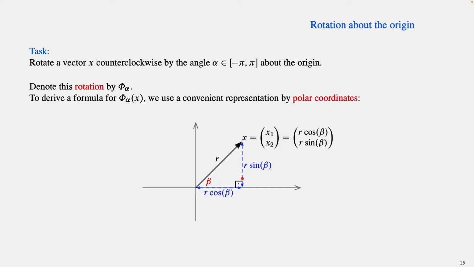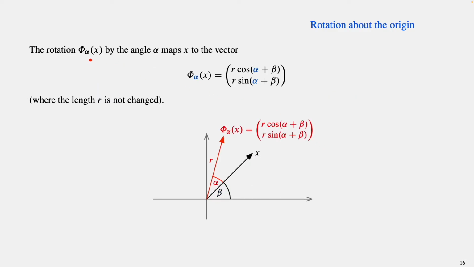I want to describe x1 and x2 in terms of this angle beta. As we know, we have a right angle here, so we have a right angle triangle with hypotenuse length r. This means this leg has length r times cosine of beta, and the leg opposed to the angle beta has length r times sine of beta. So this is the x2 coordinate of x, and this is the x1 coordinate of x. So we can write the vector x as r times cosine beta in the first coordinate and r times sine beta in the second coordinate.